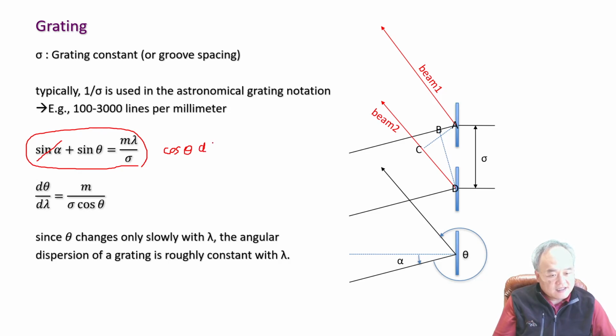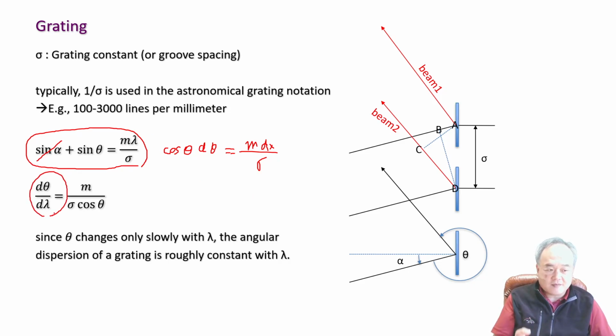d theta. On the right hand side, m is constant, and sigma is constant for the given instrument, so m d lambda over sigma. Then by rearranging this, you can obtain d theta over d lambda, which is the angular dispersion, equal to the order integer m divided by sigma cosine theta.